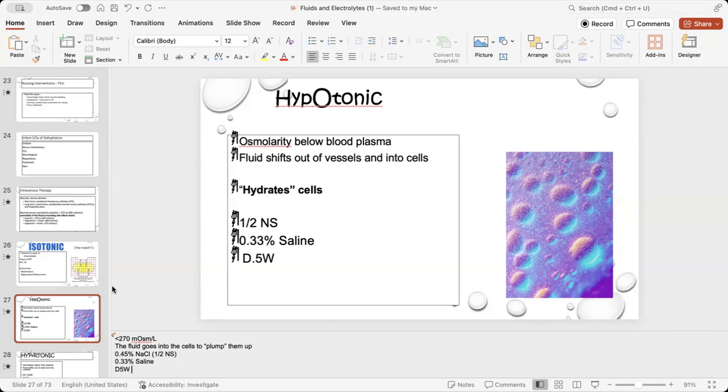Another one, I worked in peds for a long time, and we don't always give our clients half normal or quarter normal saline. And how do you think I'd rate that? 2.255. Yeah, I know, it's weird, the fractions. So the osmolarity is less.